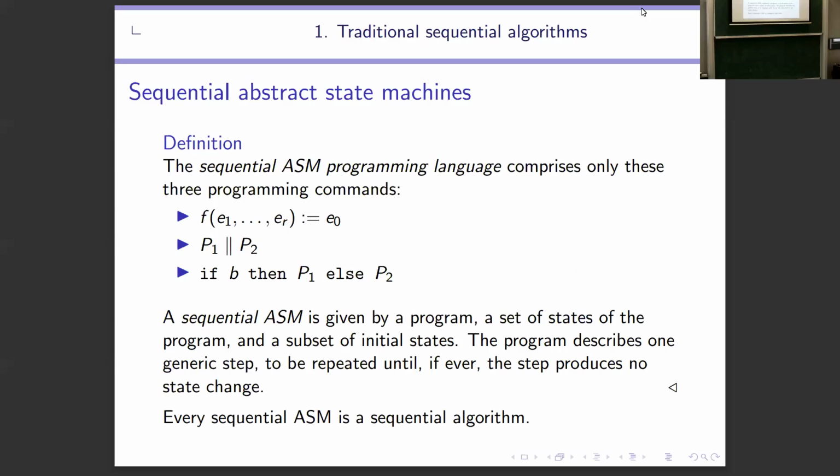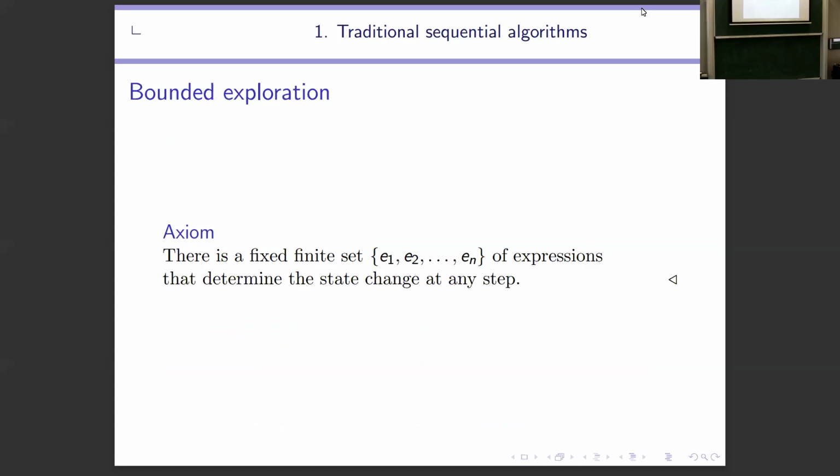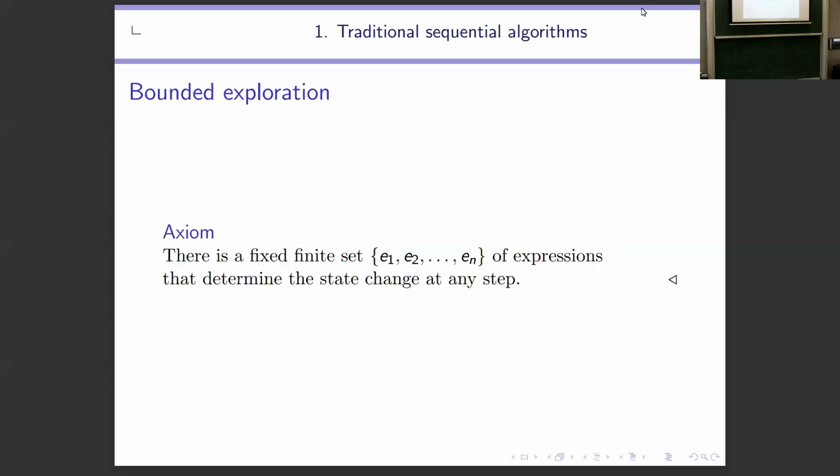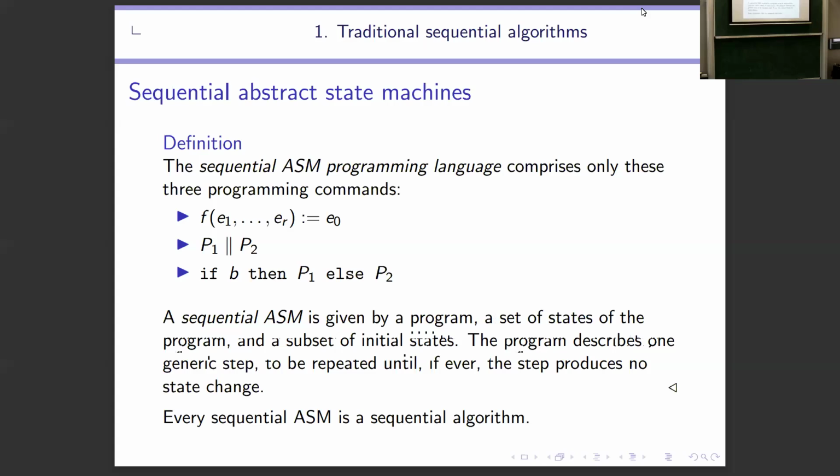Now, sequential abstract state machines. There are just these three. So this is assignment. There are functions to which you assign, they are called dynamic. These are parallel, oops. Sorry. This is something strange.